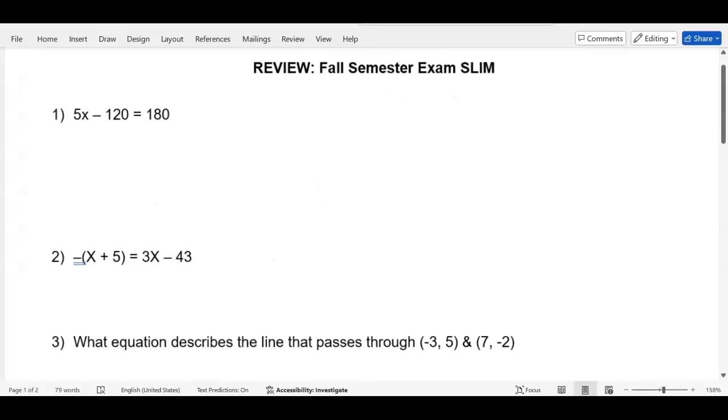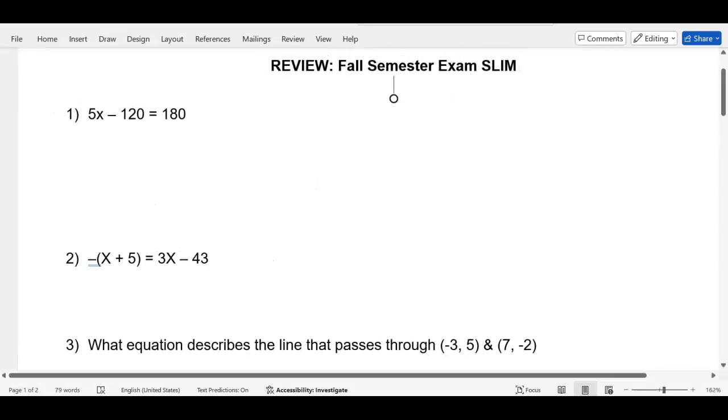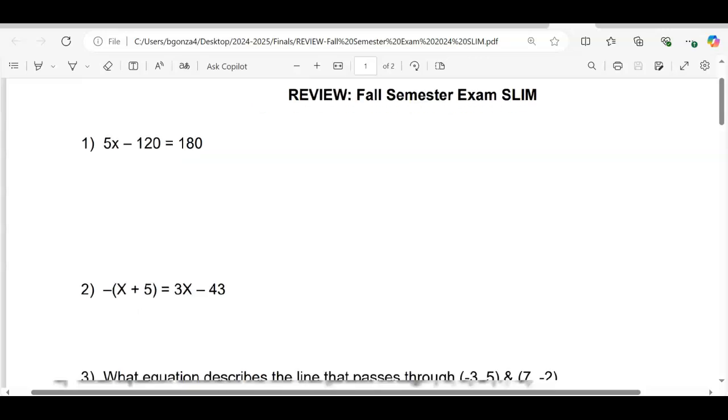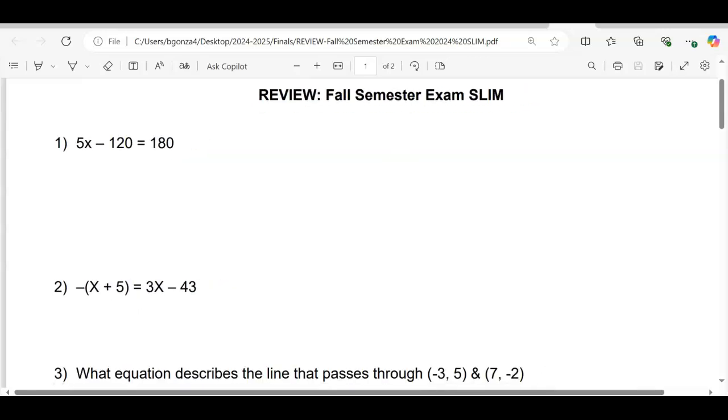All right, this is the review for the fall semester exam. So let's get this started. All right, now the easiest way to solve an equation.